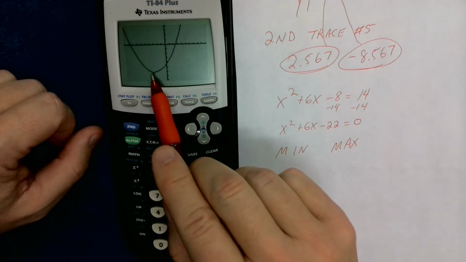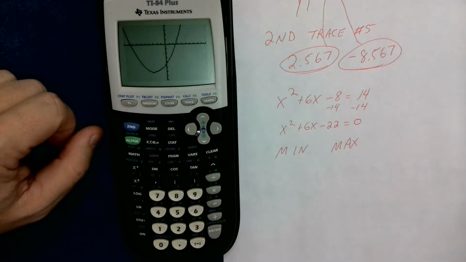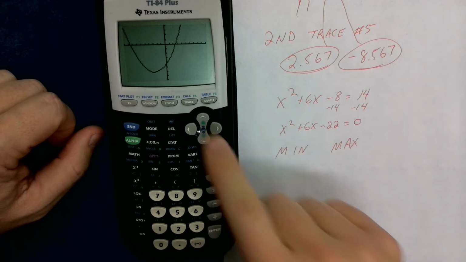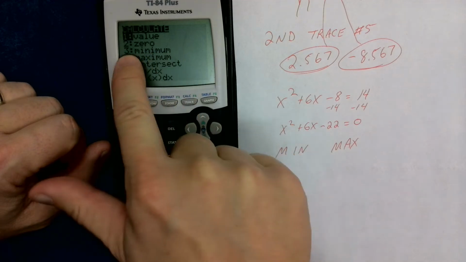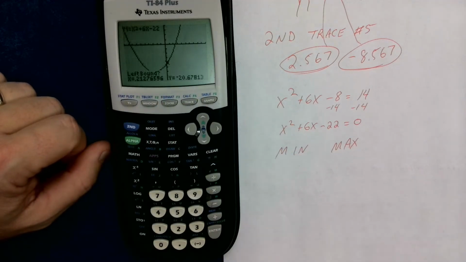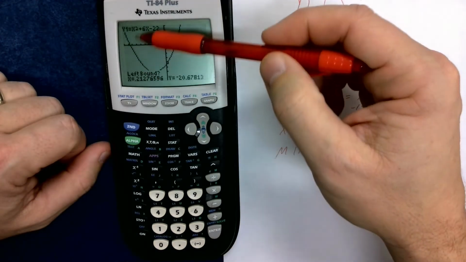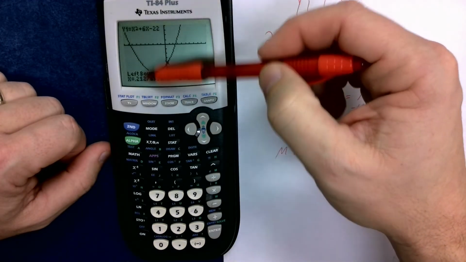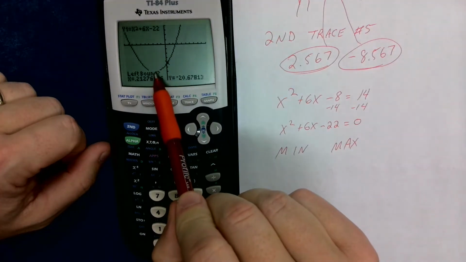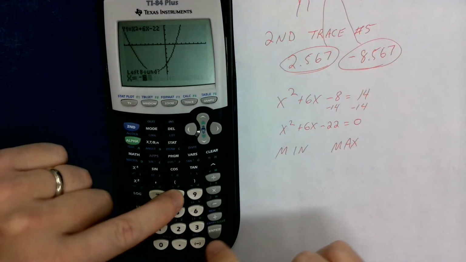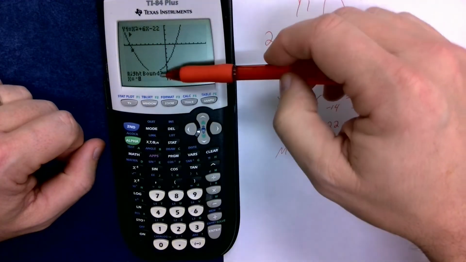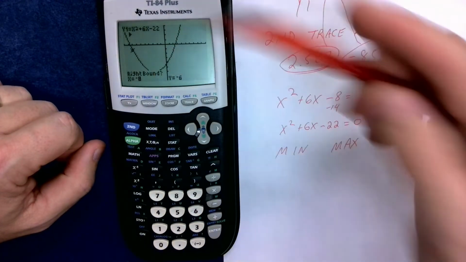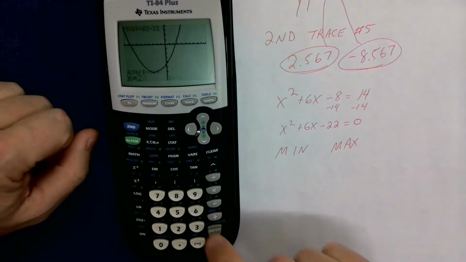Now you can obviously see that there's a bottom point to this parabola. So I'm going to simply go second trace. Now I want to find a minimum, the lowest point on the parabola. That's number 3. Same thing occurs with the left bound and right bound. So if you look right here, any number over here is to the left of the bottom point. So I'm going to type in negative 8 and hit enter. And then I'm going to pick something over here. It doesn't really matter as long as it's to the right of this bottom point. So I'm going to go ahead and pick 2 and hit enter.